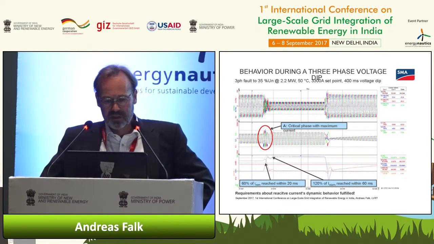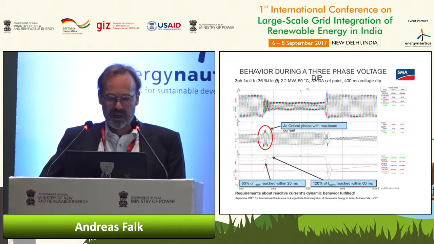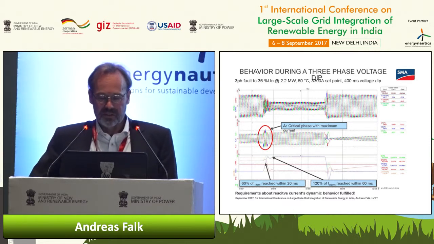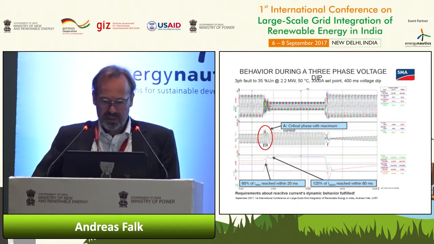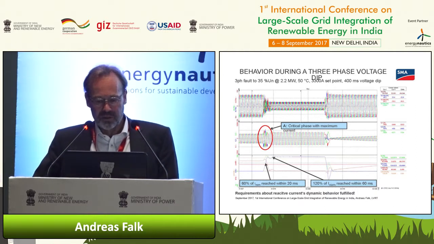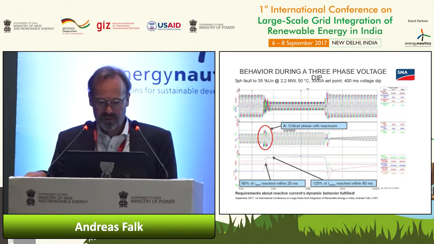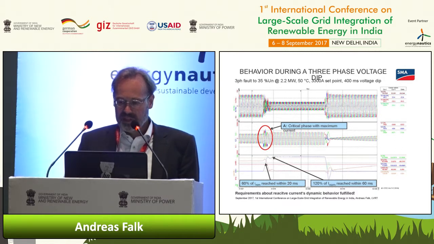And in the lower part of the figure, you see the RMS values of the current. You see in blue the reactive current, in red the active current, and in green the apparent current. So during the event, the active current falls to nearly zero or to zero. The reactive current rises and falls again after the event.